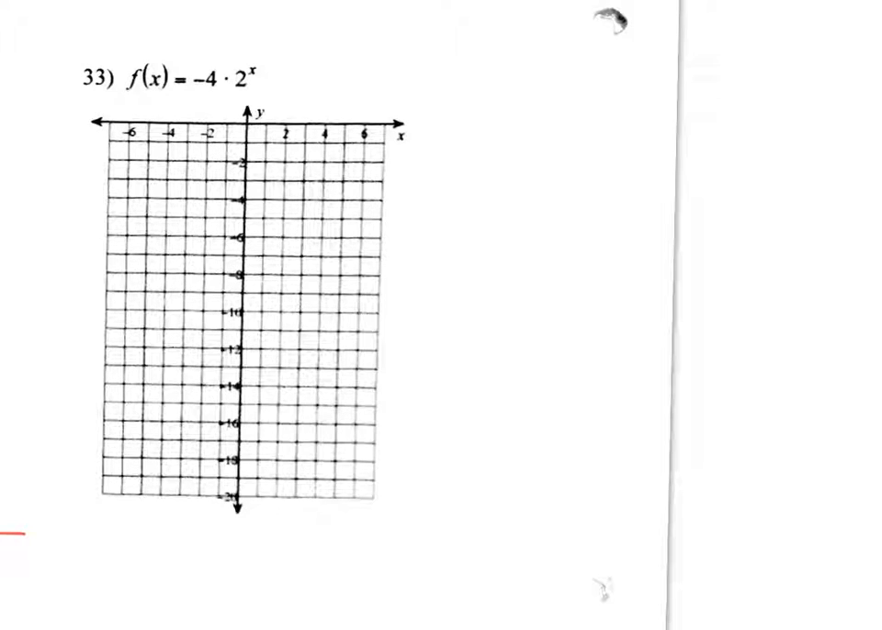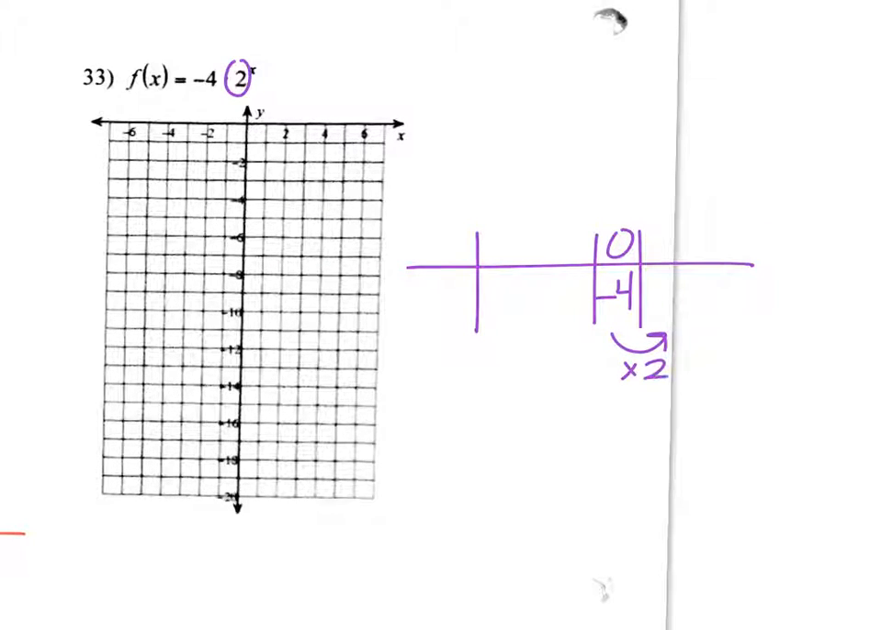All right, same thing on 33. We need to make our table first. Put 0 in the middle. So our starting point is -4. Our pattern is to multiply by 2 going forward and divide by 2 going backwards.